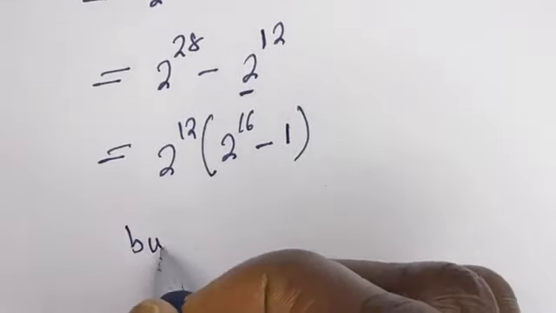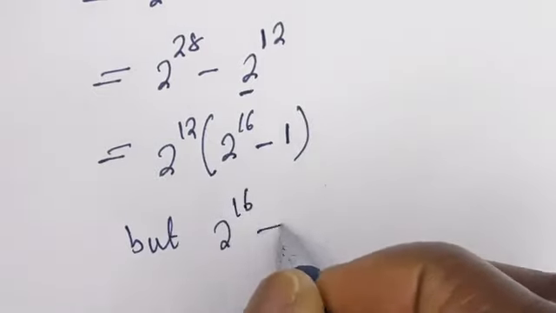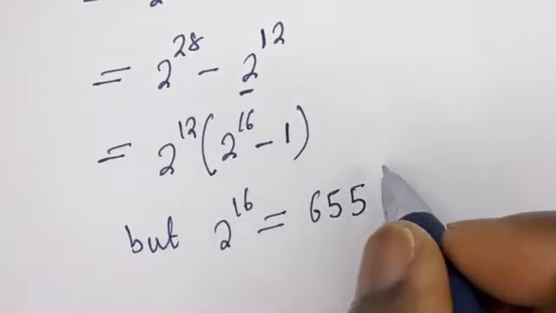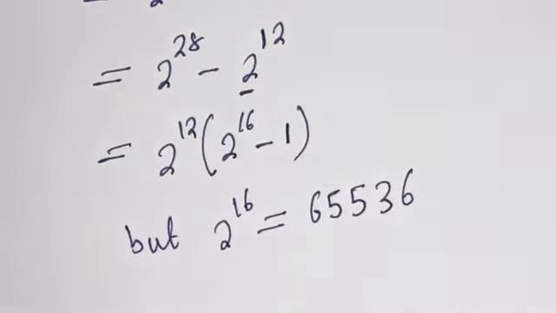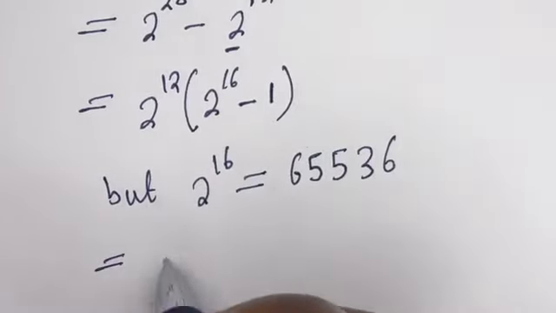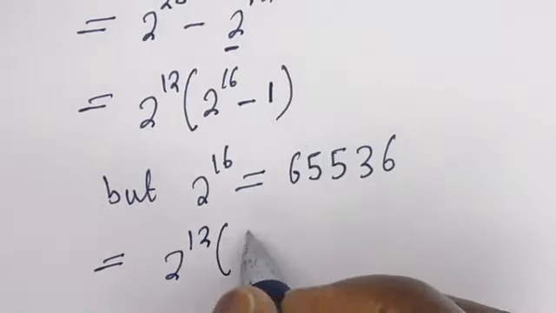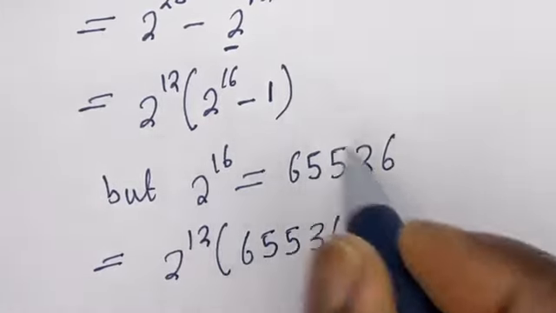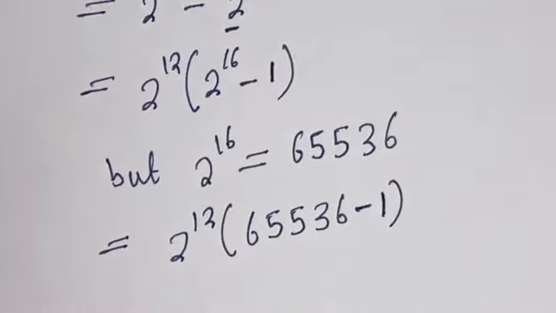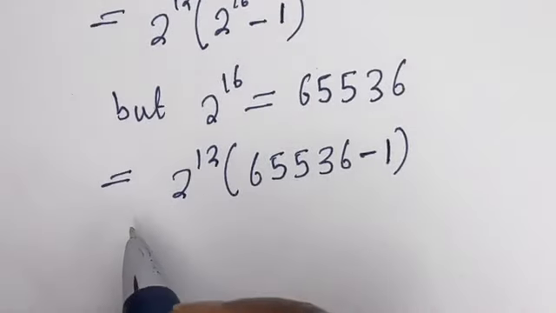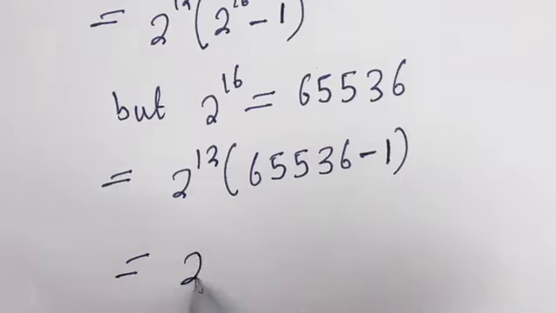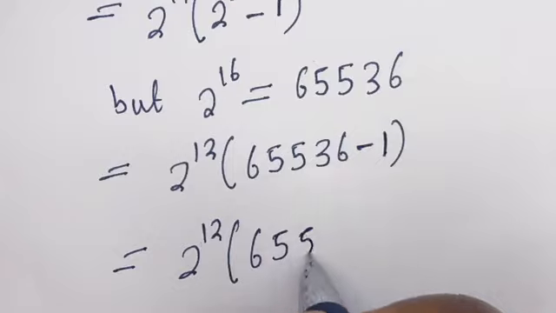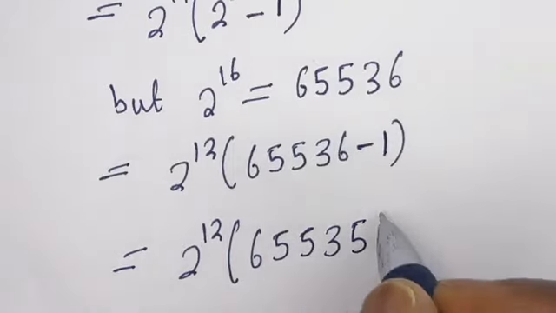But 2 to the power of 16 is equal to 65536. Then here we have 2 to the power of 12 bracket 65536 minus 1. This is equal to 2 to the power of 12 bracket 65535.